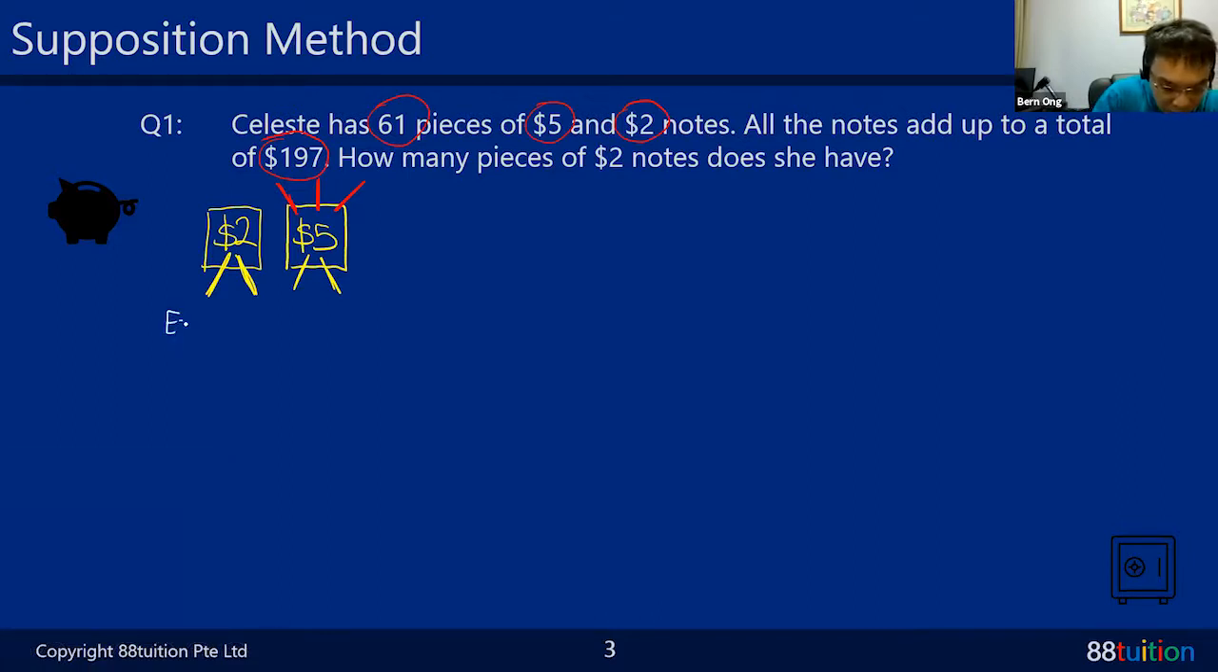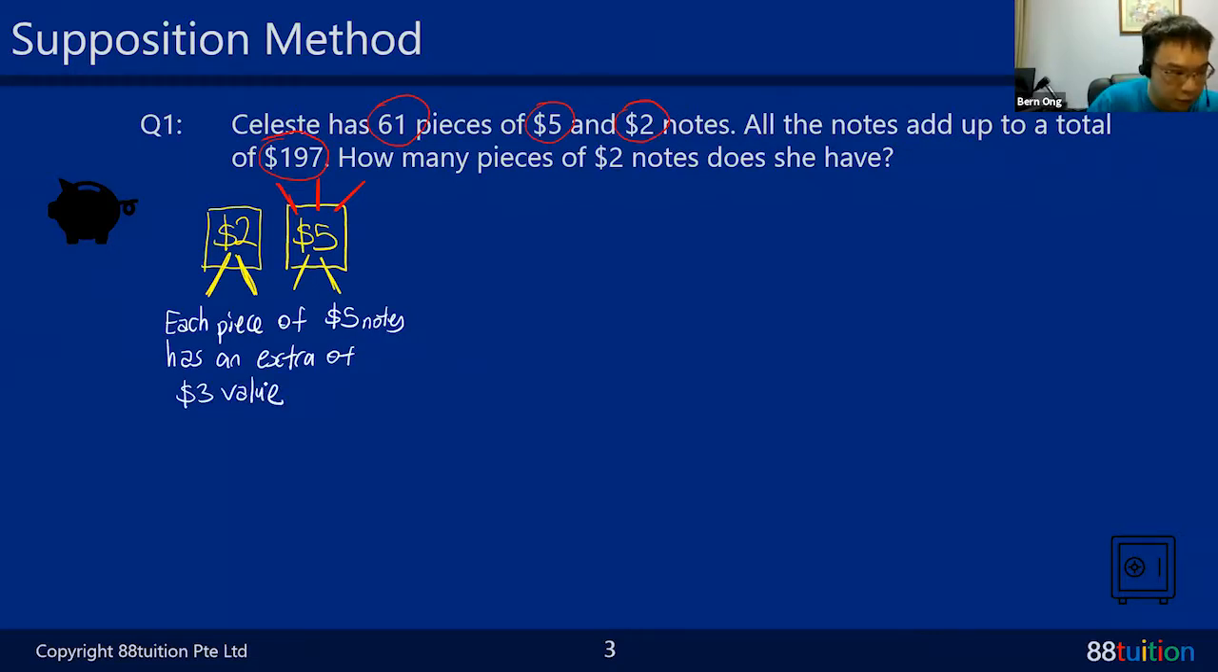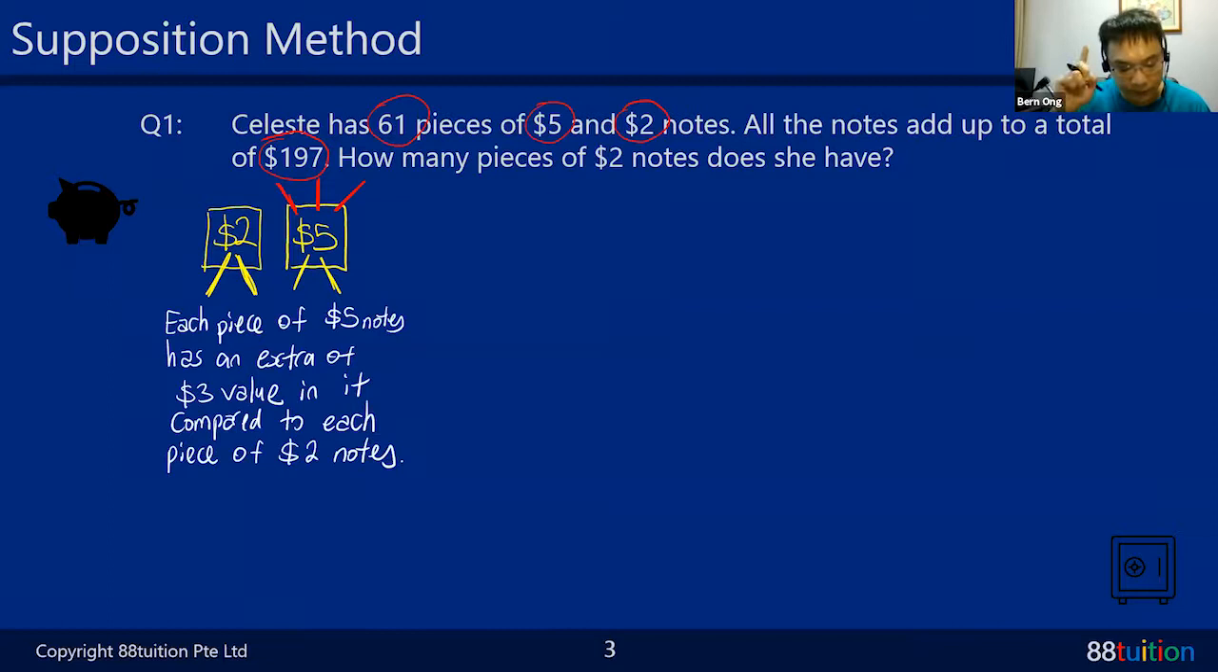So each piece of $5 note has an extra of $3 value in it when you compare to each piece of $2 note. This is in my mind, this is in my head, this is my thoughts. Each piece of $5 note has an extra of $3 value in it compared to each piece of $2 note. So this is my thinking process.